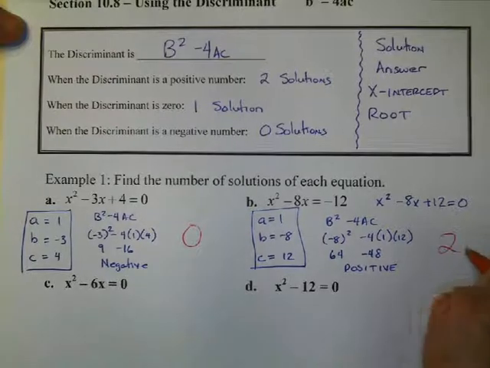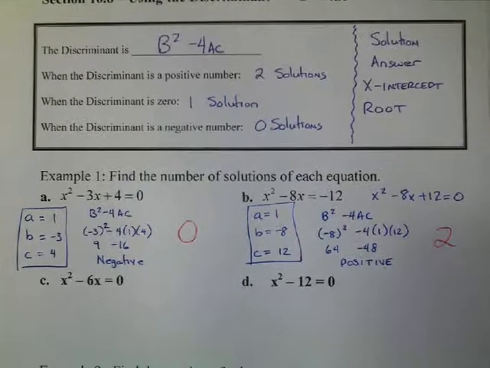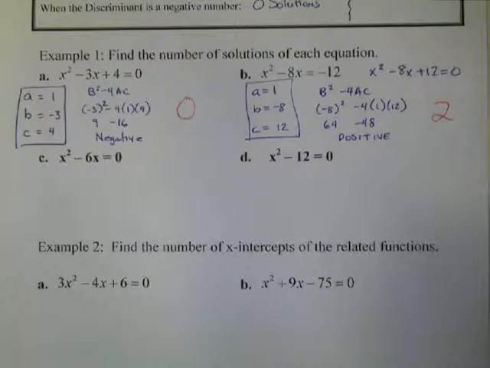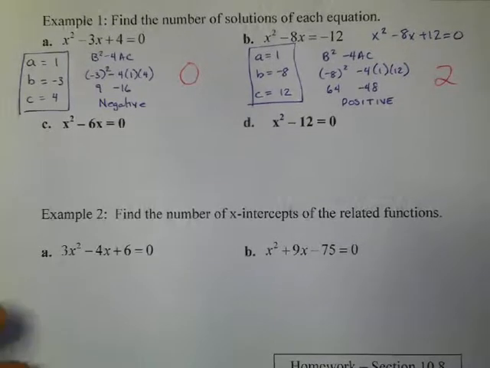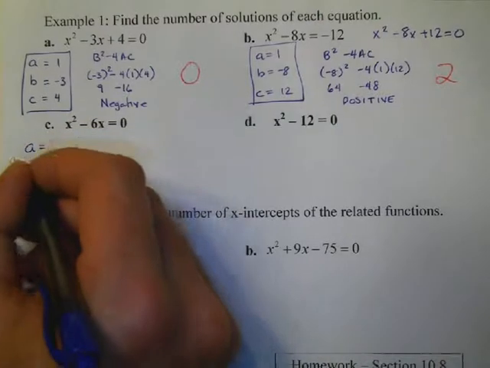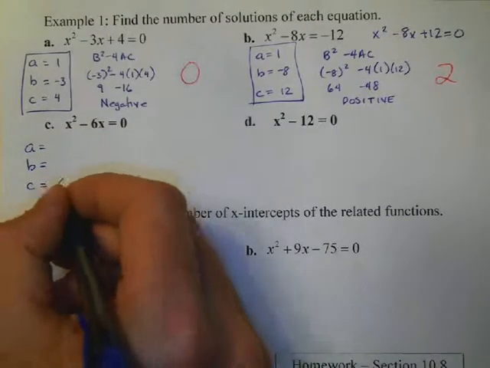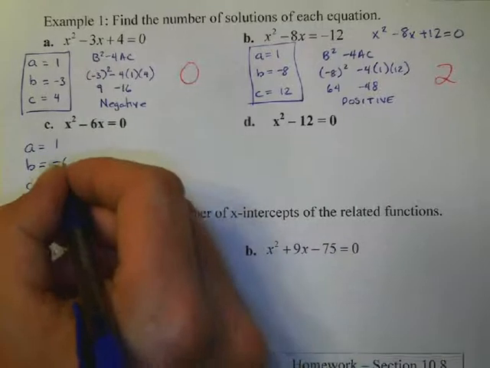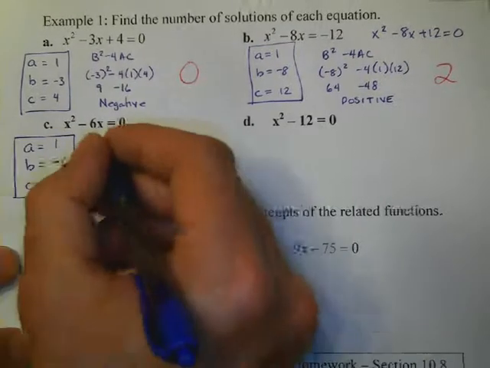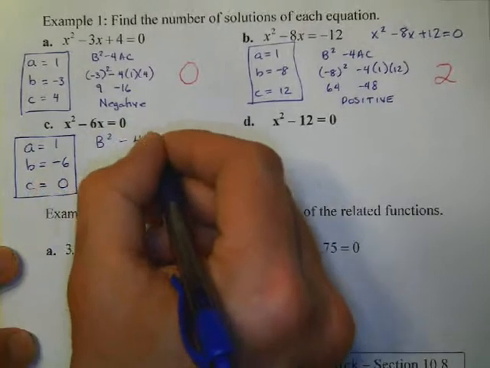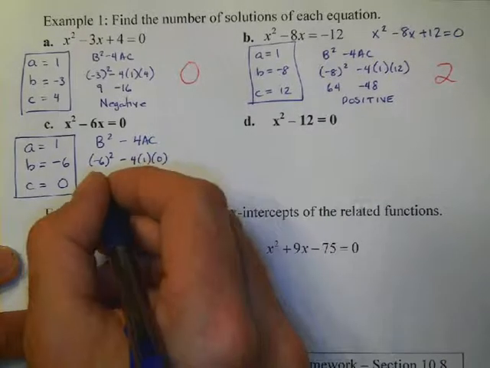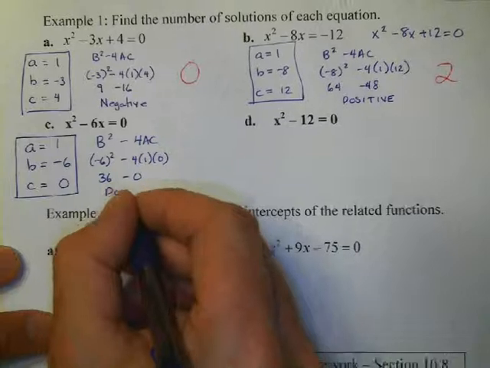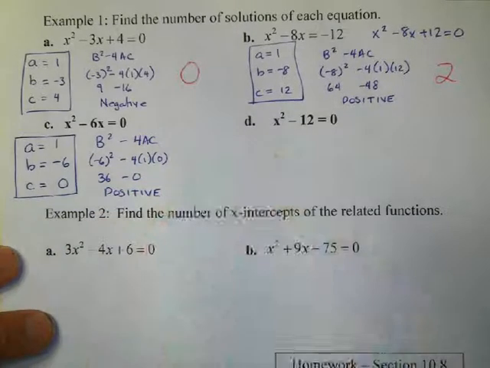Part C and Part D very simply explored 2 other possible scenarios that we could have for the discriminant. As we examine Part C, we realized that we don't have a constant. We don't have a c, and so c equals 0. We do have a as 1 and b as negative 6. So, what is the impact on our discriminant? Well, b squared minus 4ac is still going to be in play. We have negative 6 squared minus 4 times 1 times 0. That's 36 minus 0, which in this case is positive. Since it's a positive answer, we have 2 solutions.